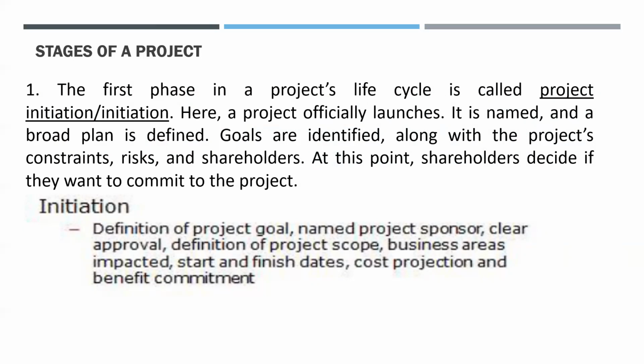Actually, the number 1 I got online, and then the second meaning is from the guide that we have. Definition of project goal, name project sponsor, clear approval, definition of project scope, business areas impacted, start and finish dates, cost projection, and benefit commitment. So when you started taking BSBA, what were you thinking that this is your path? What are the goals identified by you? What are the constraints? What are the risks for your stakeholders? Your mother, your stakeholders, the school, those are also your stakeholders.